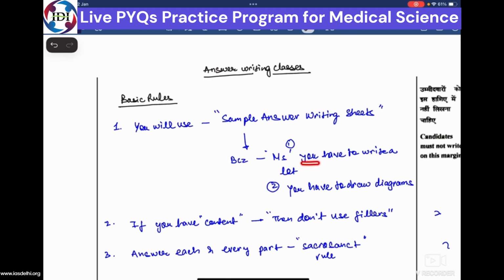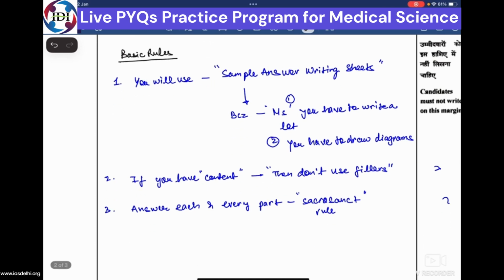Because the first thing is that in medical science you have to write a lot, and then you have to adjust diagrams in between. So unless you practice on sample answer writing sheets, there will be a lot of trouble for you to replicate the answers in a perfect way when it comes to the exam. And at that time there is so much speed, so much hurry. If you have not begun this practice earlier on, or if it's not in your muscle memory, then it's going to create trouble for you.